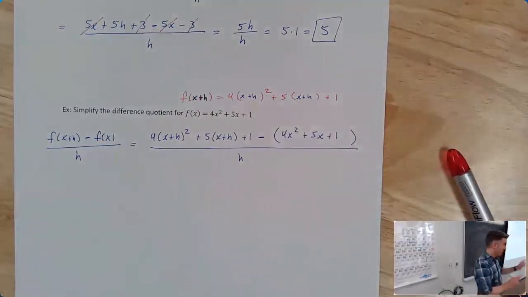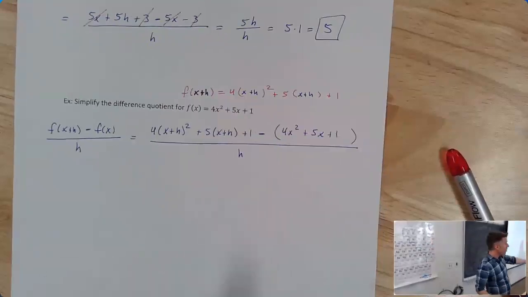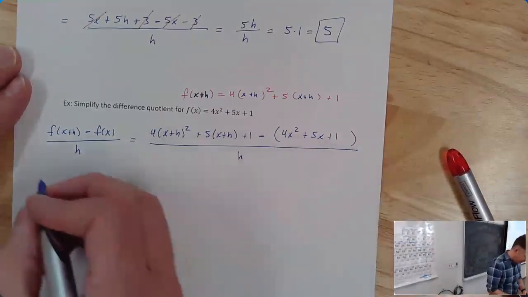Okay, the ultimate goal: cancel out that h in the bottom. The intermediate goal: hopefully everything in the numerator that does not have an h cancels out. In other words, we want everything in the numerator that's left behind to have an h, so that we can then factor out an h and cancel the h to the bottom. So I need to multiply stuff out here.